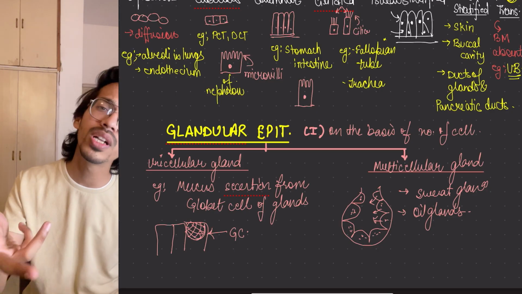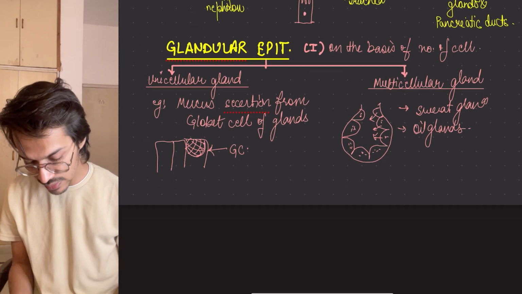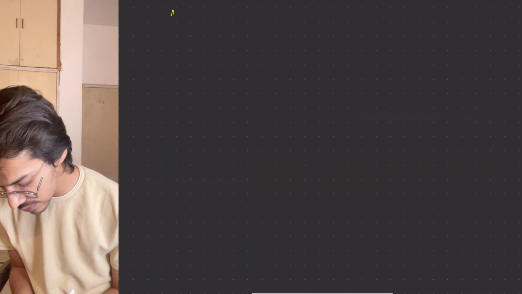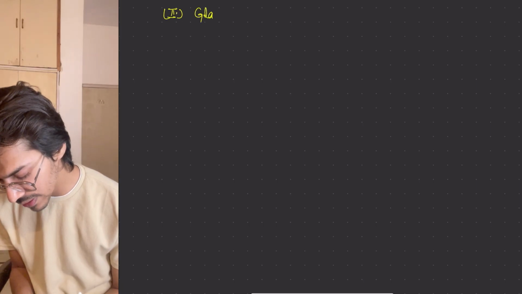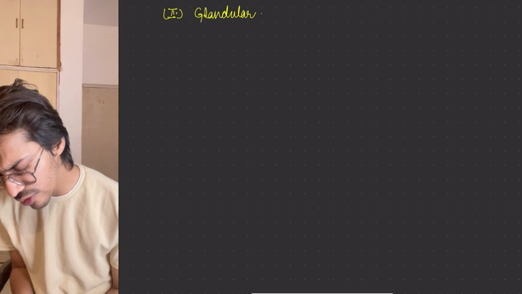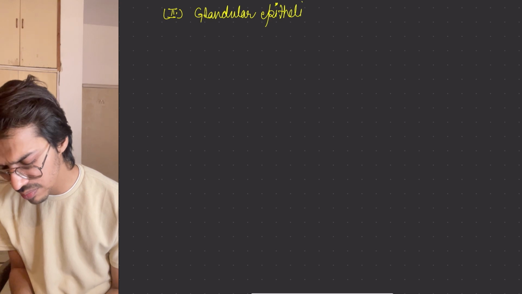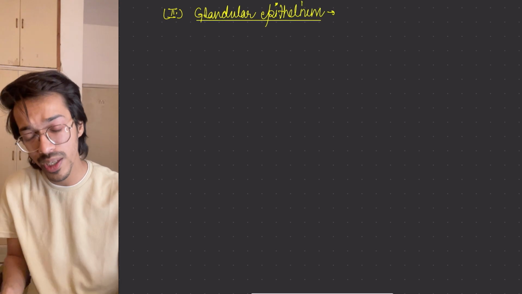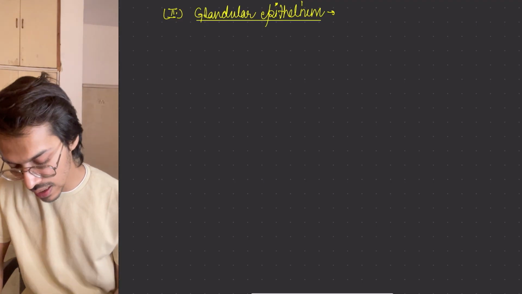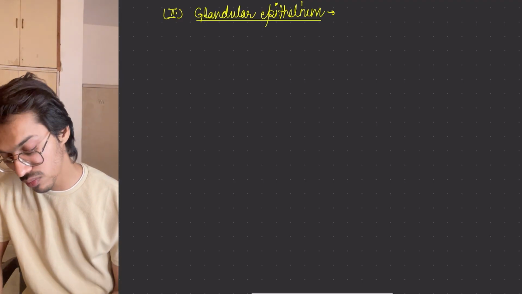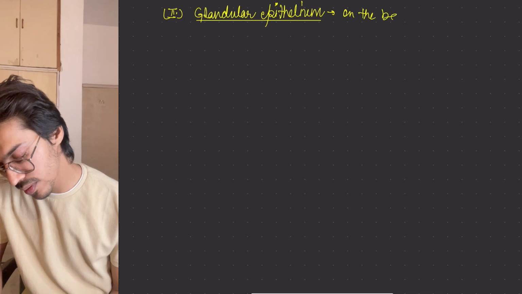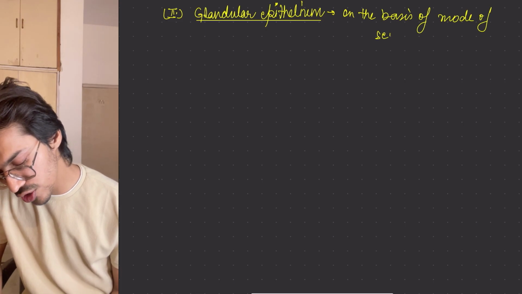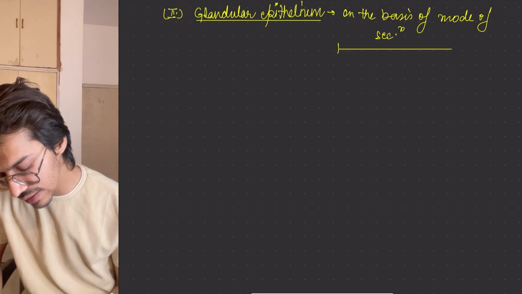Now this is the basis of the number of cells present, whether a single cell or multiple cells are working. There is one more division on the basis of how they are working. That is the second division of glandular epithelium. Always remember, glandular epithelium is a modification of epithelium only, which is doing a certain function of secretion. We already said that simple epithelium does secretion. Another division of glandular epithelium is on the basis of mode of secretion. Mode of secretion means how they are secreting their substance.